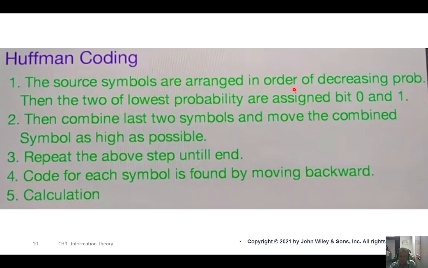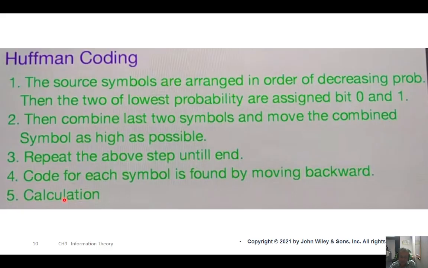Once you get that table, you need to arrange those symbols in the decreasing order of probability, and then the two lowest probability values are assigned bit 0 and 1. Then combine the last two symbols and move the combined symbol as high as possible. Repeat the above steps until the end, and the code for each symbol is found by moving backward.